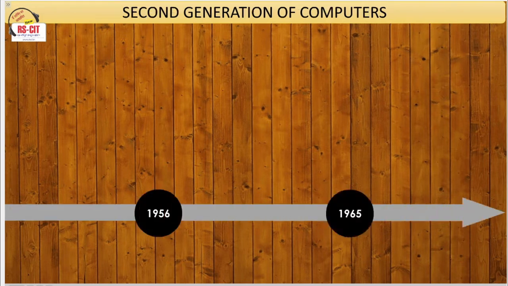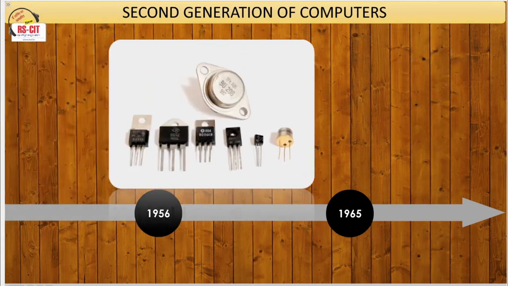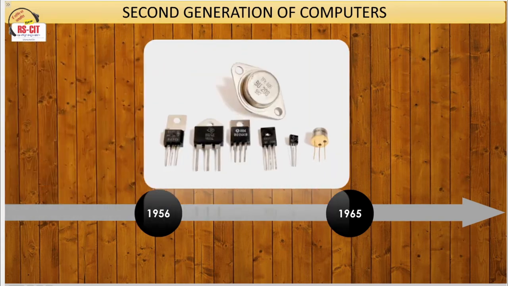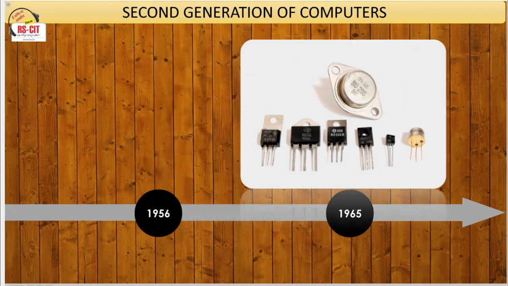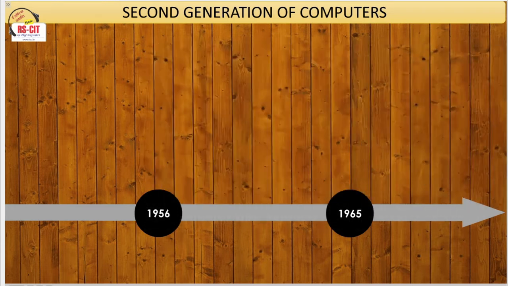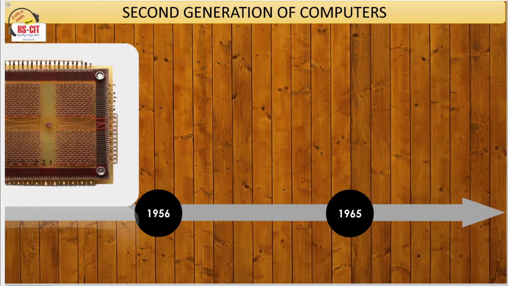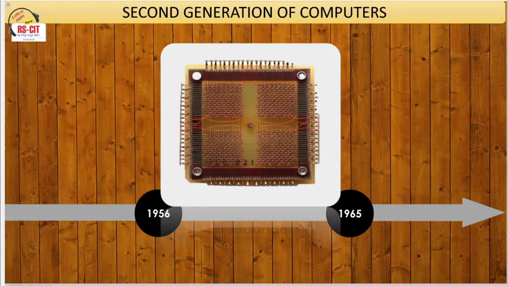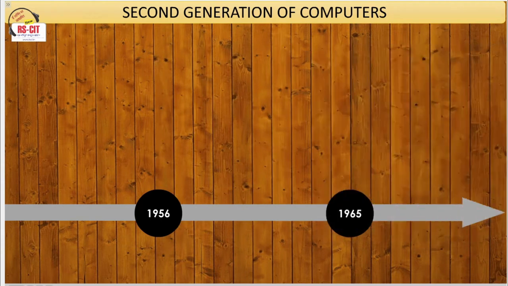1956 to 1965 is called the second generation of computers. The second generation computers used transistors as the electronic component. The transistors made the computers much smaller, consumed less power, and made them faster, efficient, cheaper, and more reliable than the first generation computers. Although they were heat producing, they were more reliable.